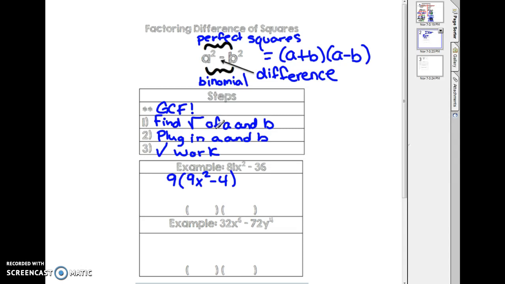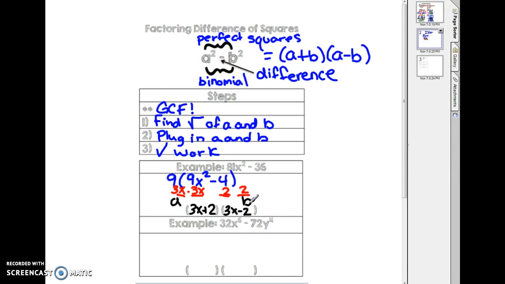Check. Now I've got to find the square root. What does it mean to square root? Is to figure out what times what will equal 9x squared. Well, hopefully y'all know 9 is 3 times 3. X squared is x times x. Do the same thing here. What times what is 4? 2 times 2. So now I'm ready to write my answer. This is my A. This is my B. So my answer will be A, 3x plus B, so plus 2. And then 3x minus 2, because the formula is a plus b, a minus b. So now that I broke it up, I found my a and my b.